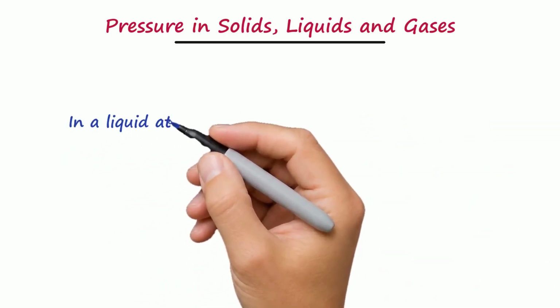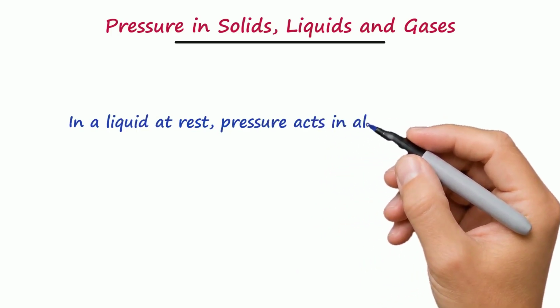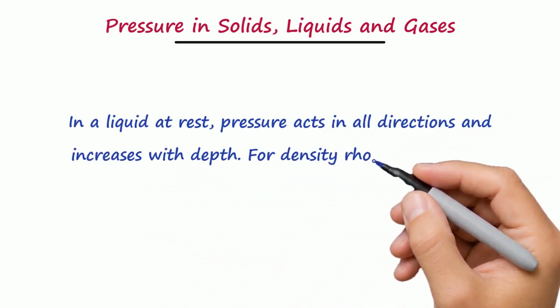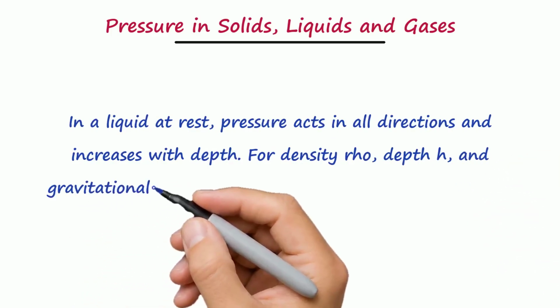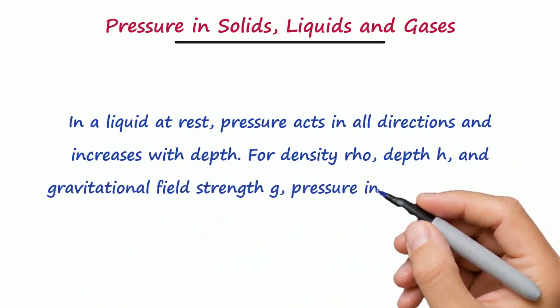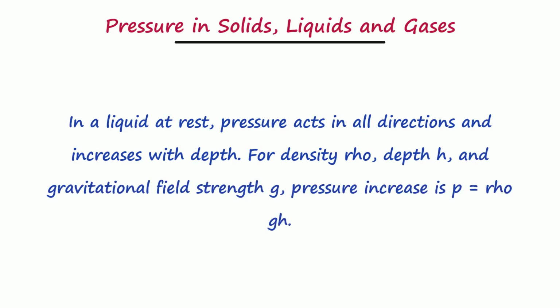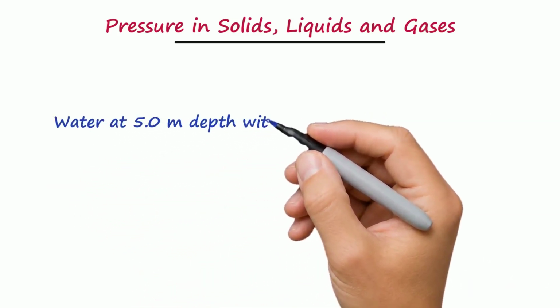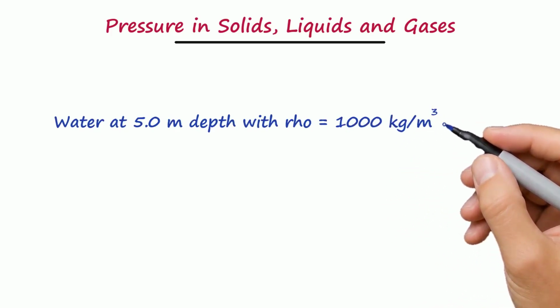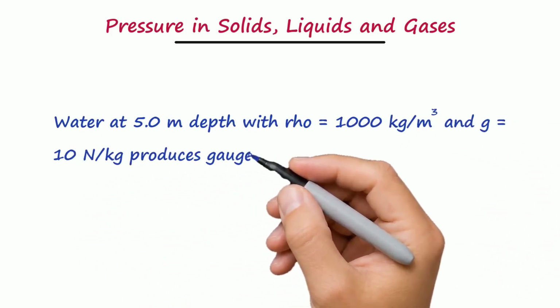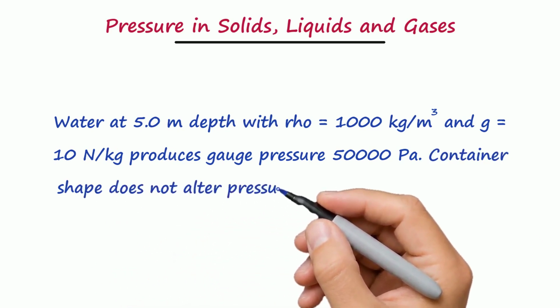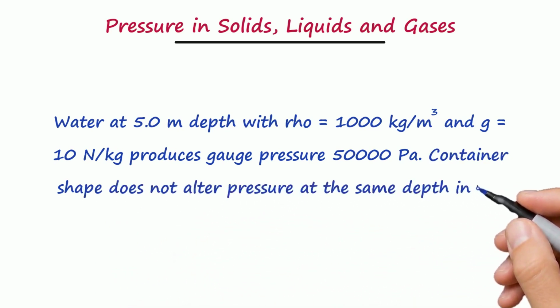In a liquid at rest, pressure acts in all directions and increases with depth. For density ρ, depth h, and gravitational field strength g, pressure increase is P equals ρgh. Water at 5.0 m depth with ρ equals 1000 kg per m cubed and g equals 10 N per kilogram produces gauge pressure 50,000 pascals. Container shape does not alter pressure at the same depth in the same liquid.